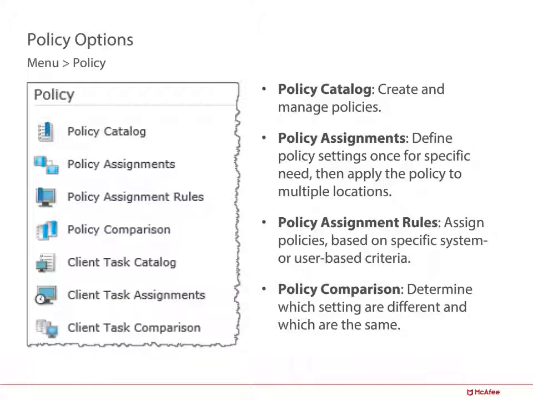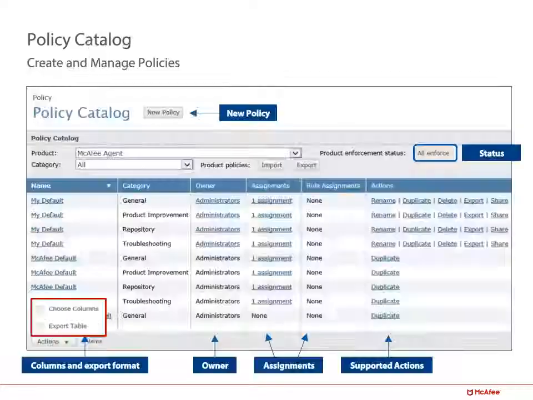In the policy catalog, this is the section where I have a centralized location to create and manage my policies. In this figure, we can see the key controls that are highlighted within this interface. You'll notice you have the new policy, the enforcement status, the columns and export format. You can see who is the owner, where they are assigned, and what actions are supported.